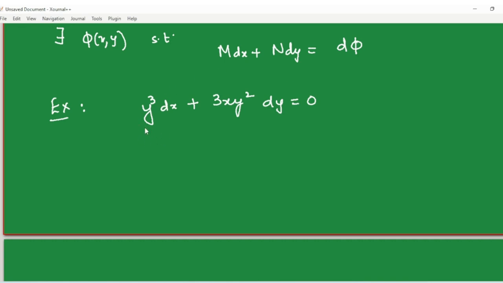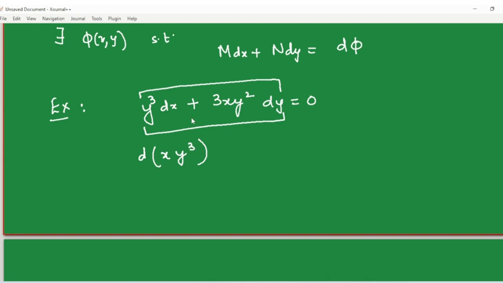This would be exact if I can identify some phi such that this left hand side expression becomes d of phi. Now if you observe this minutely, you can see that it's nothing but d of xy cube. Using the product rule, it's very easy to verify it backwards. It's going to be y cube into the derivative of x, which is dx, plus dy into 3y square, which happens to be the derivative of y cube, into x as it is. So this is how you verify your calculations backwards.